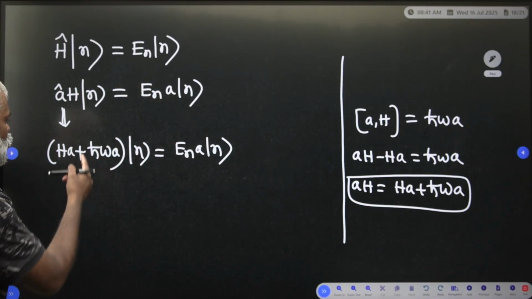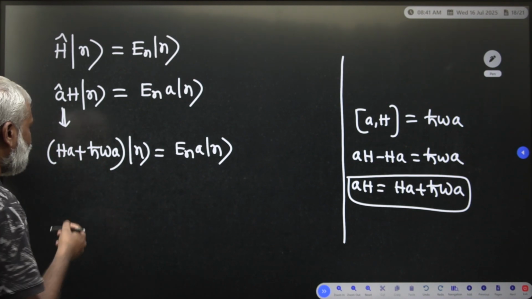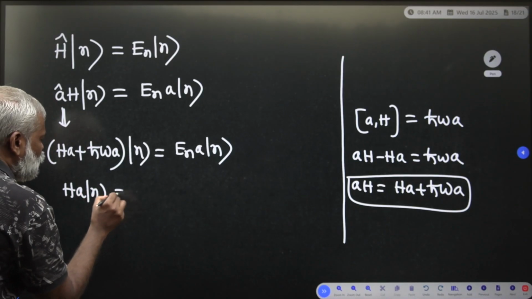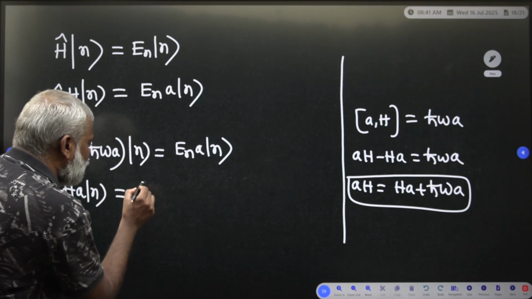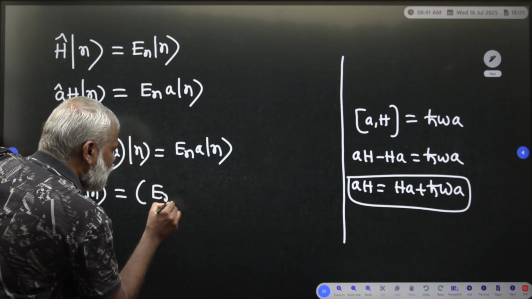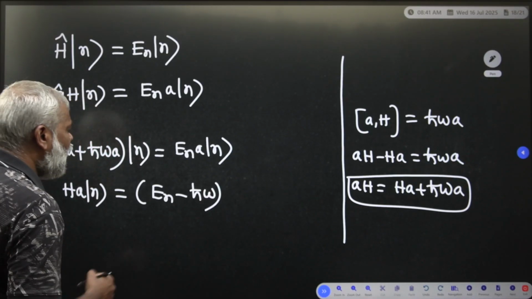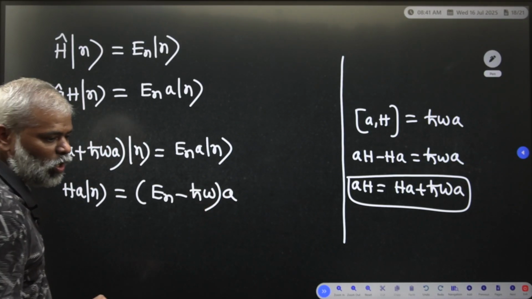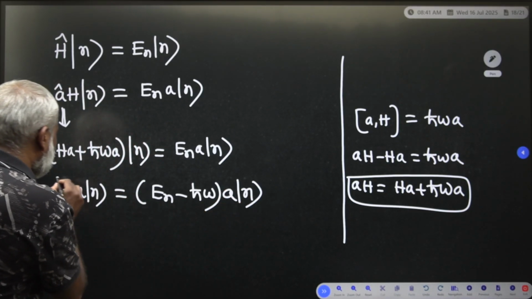Now you have to take this term outside. So ha into ket n is equal to, what is going to happen, En minus h cut omega, coming to this side, minus h cut omega into a into ket n.